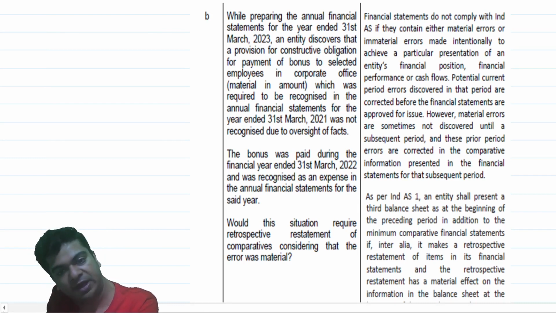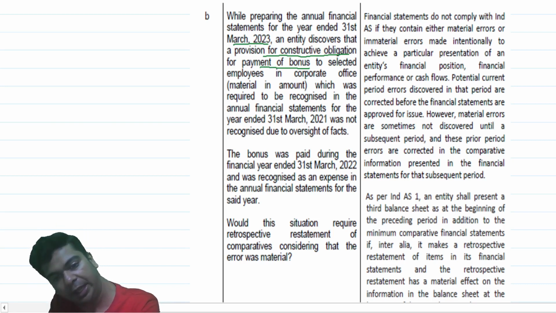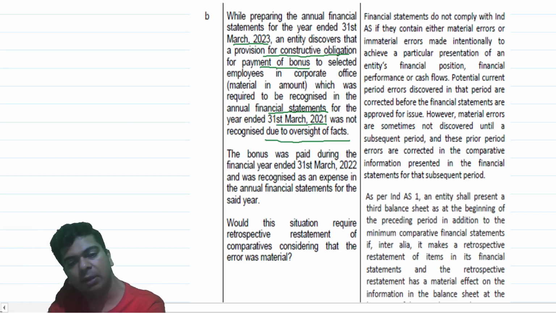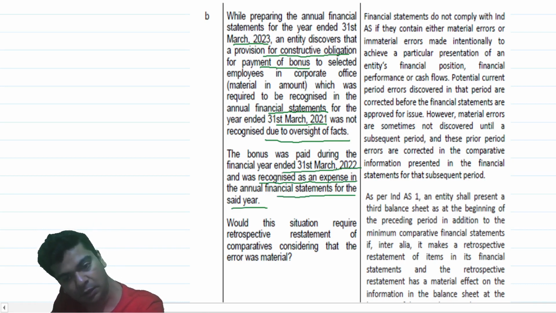While preparing the annual financial statements for the year ended 31st March 2023, an entity discovers that a provision for constructive obligation for payment of bonus to selected employees in corporate office, which was required to be recognized in the annual financial statements for the year ended 31st March 2021, was not recognized due to oversight of facts. The bonus was paid during the financial year ended 31st March 2022 and was recognized as an expense in the annual financial statements for the said year. Would the situation require retrospective restatement of comparatives considering that the error was material?